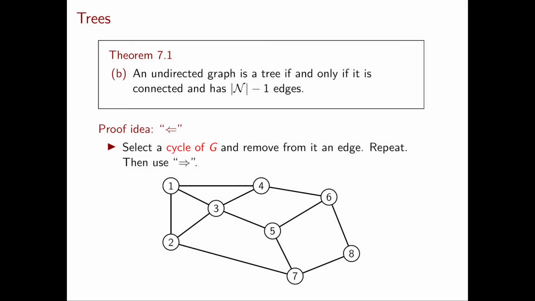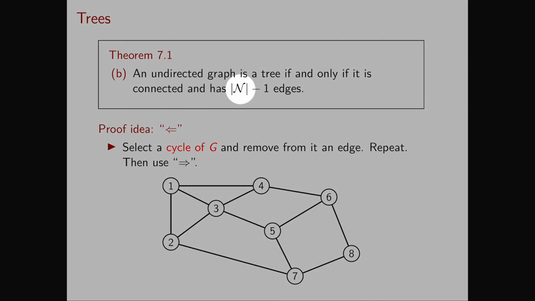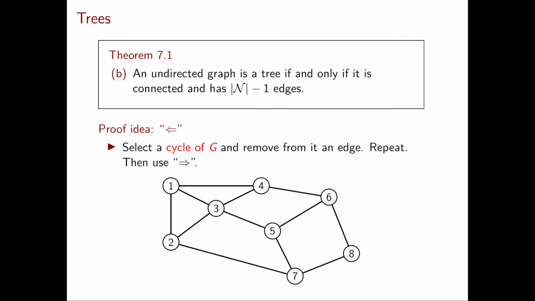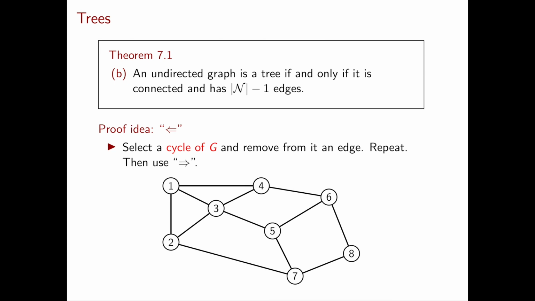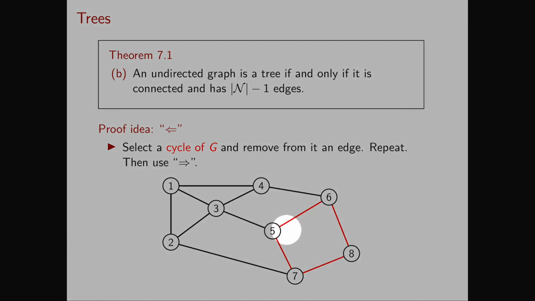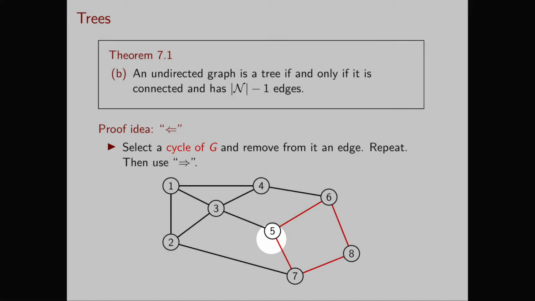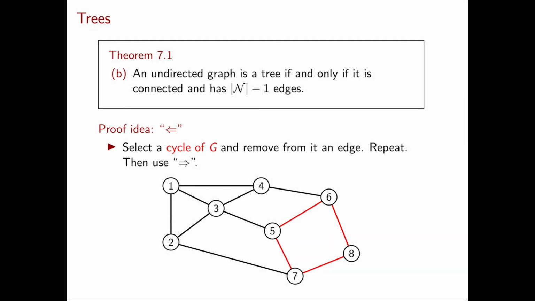So we assume that we have a connected graph with cardinality of n-1 edges, and we need to show that it is a tree. Let's say that this is our graph. If our graph has no cycle, then it's a tree and we're done. So let's assume that we have a cycle. Let's pick a cycle. Let's say the cycle over here. Now remove any one edge from this cycle, for example, the edge 6, 8. I leave it as an exercise for you to check that if you do so, your graph still remains connected.